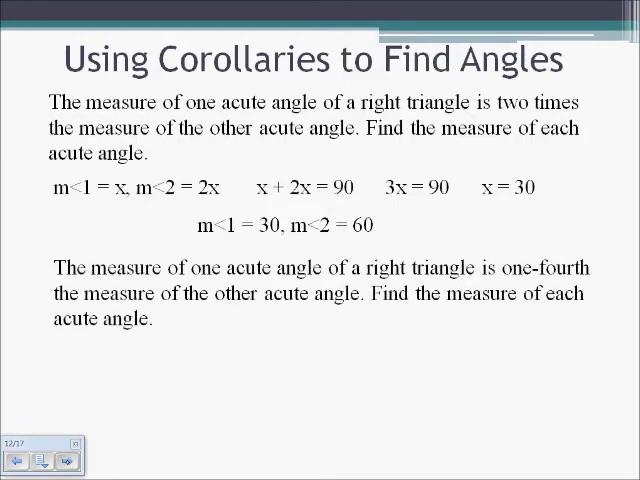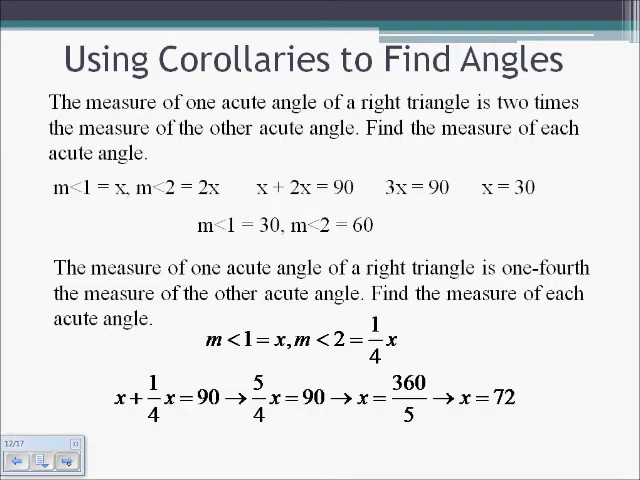Next one. The measure of one acute angle of a right triangle is 1/4 the measure of the other acute angle. Find the measure of each acute angle. So again, same idea. We have a right triangle, therefore the other two angles are complementary. So if one is x and one is 1/4 x, we can add those together and they'll equal 90 because they are complementary.